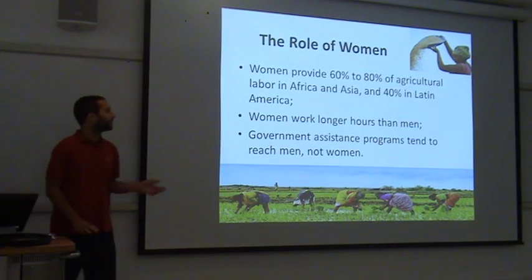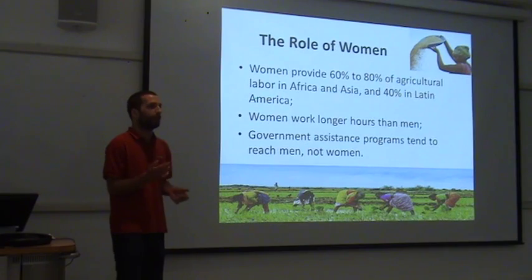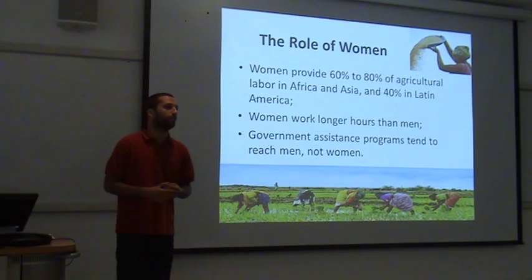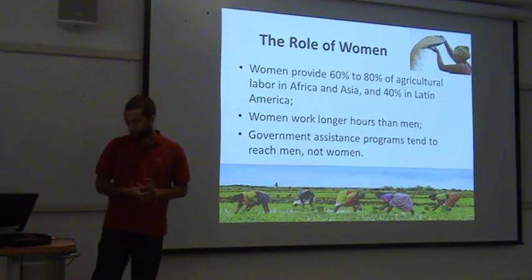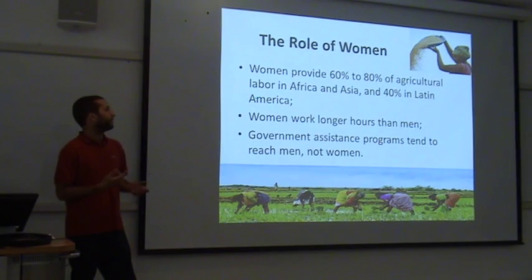And although women might work there, as you can see from the 80%, they might work more than men, because men might have non-farming jobs as well, or they can work on the same farm, but they work the same hours or more than men, and they have to come back home and do household tasks, because normally men don't do that, normally for cultural reasons. So they have to come back home and do the cooking, the caring for children.